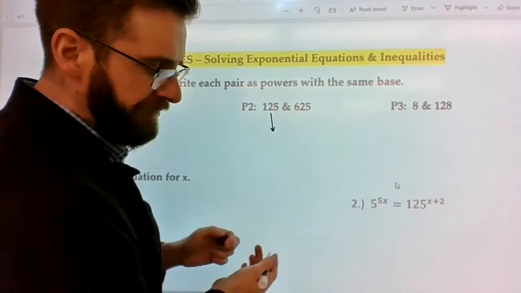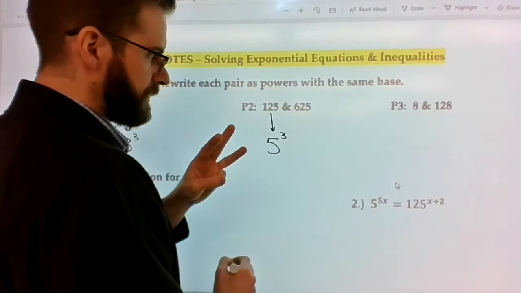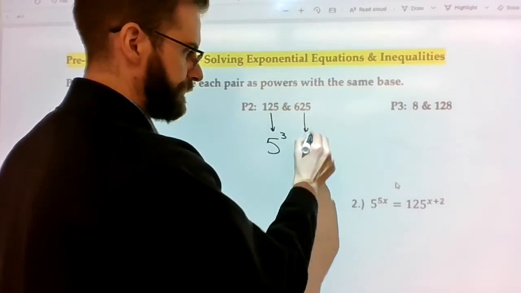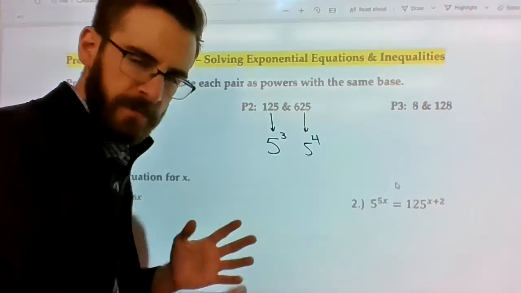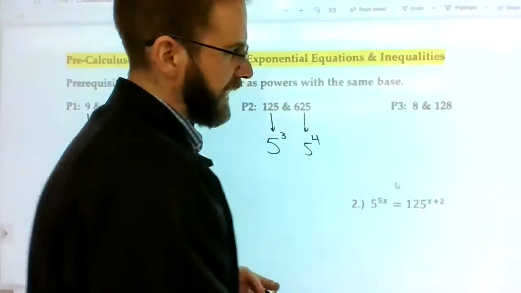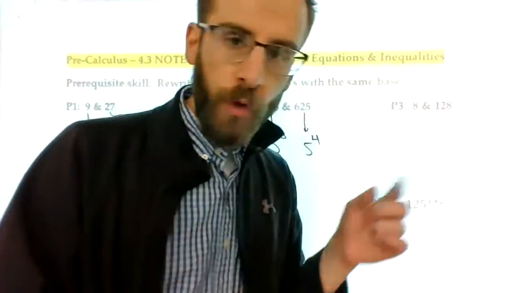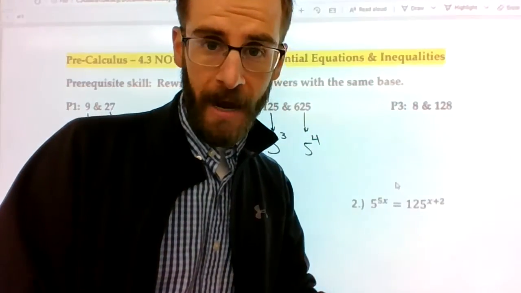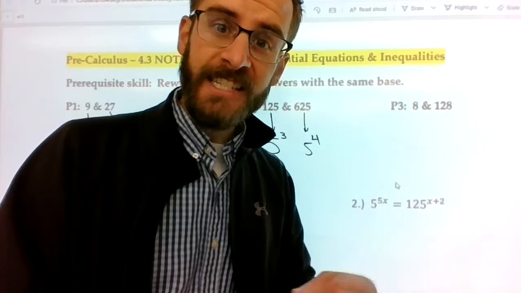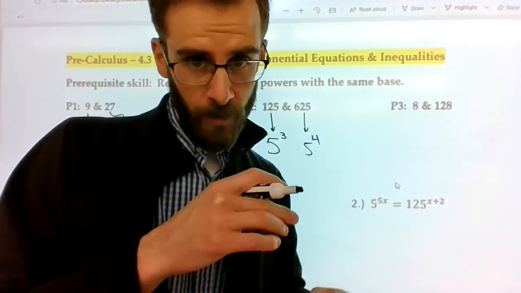Well, 125 is 5 times 5 times 5. Times 5 is 625. See where I'm going with this? All right, and then you can do the same thing with 8. Now, a lot of people will try to write 128 as a power of 8. But 8 times 8 is 64. 64 times 8 is 512. So what we got to do is we got to break it down once more.